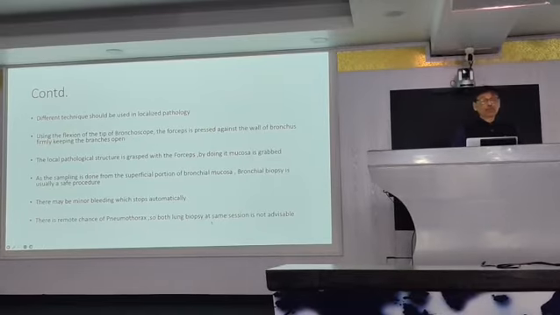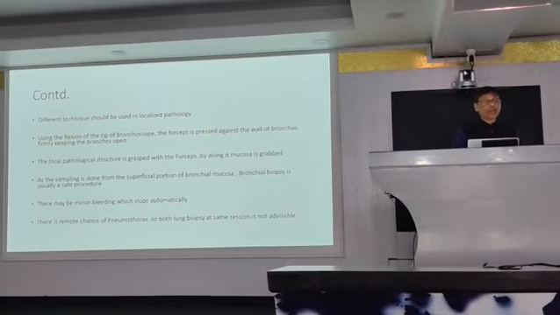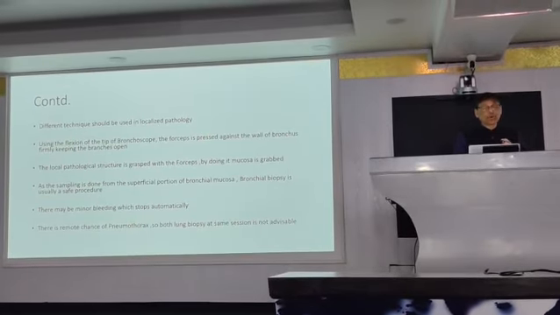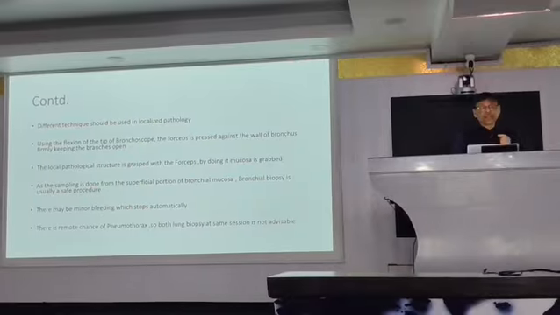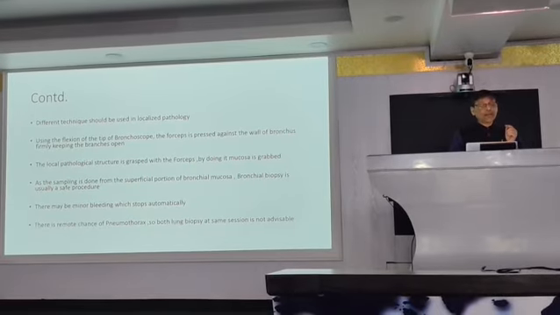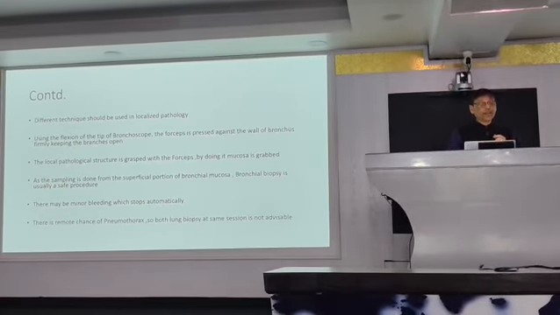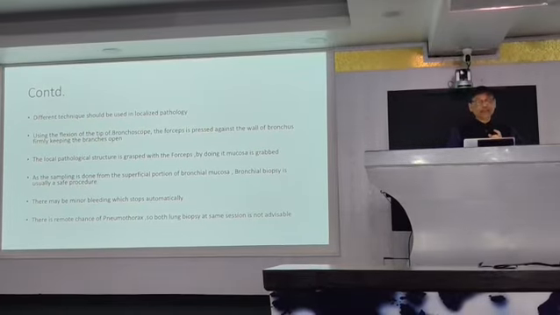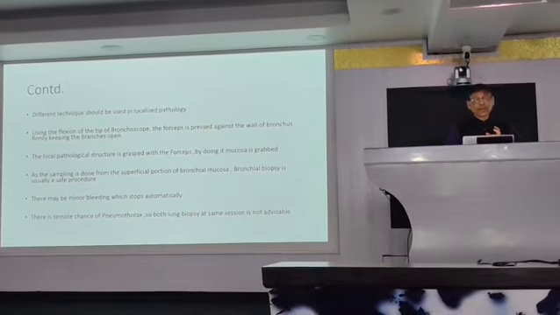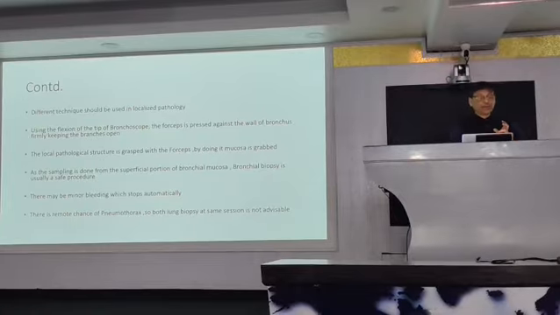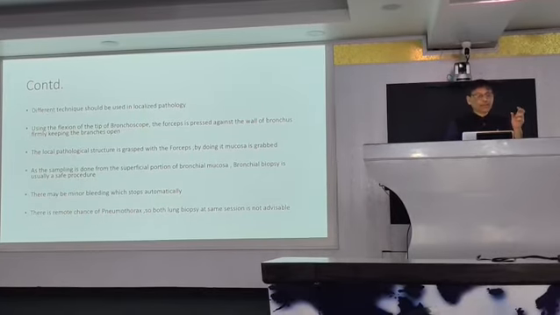Different techniques should be used in localized pathology. Using the flexion of the tip of bronchoscope, the forceps is pressed against the wall of bronchus, firmly keeping the branches open. The local pathological structure is grasped with the forceps. By doing it, mucosa is grasped. If you do like this, mucosa will be grasped.